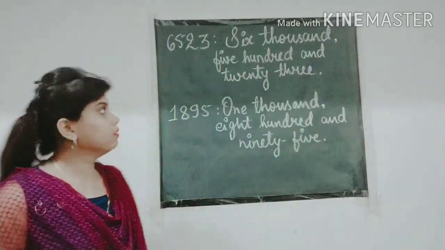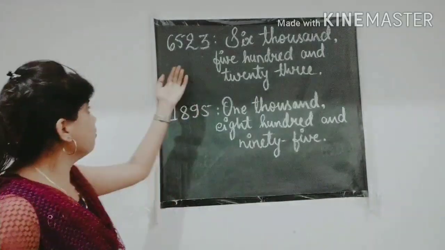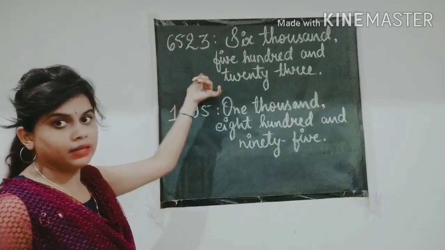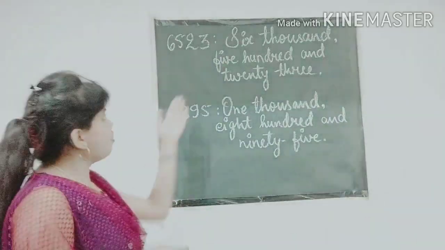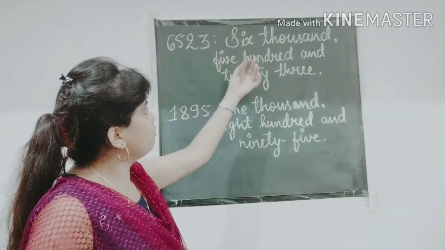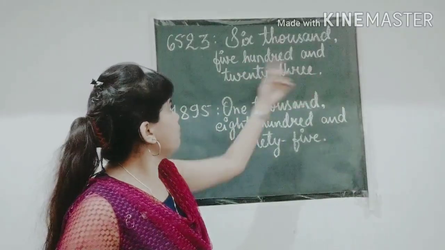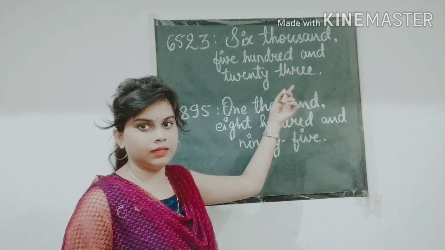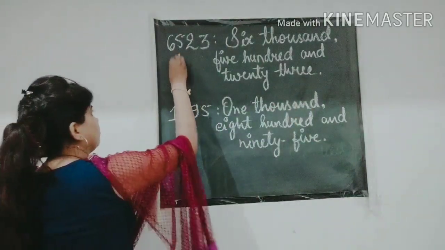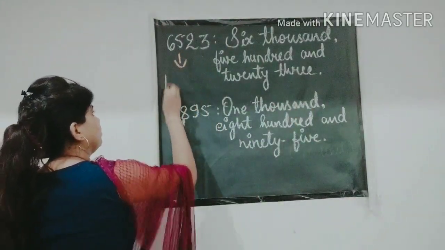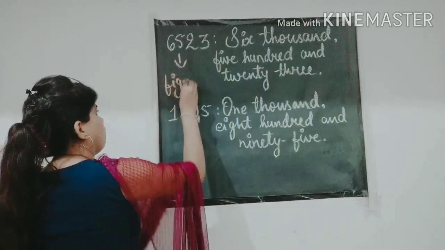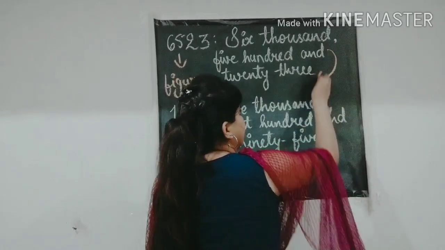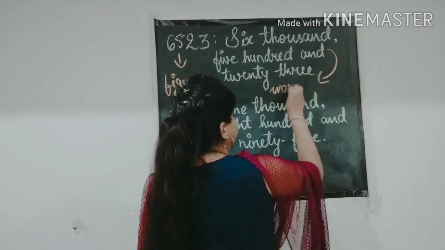Okay. So, for example, take the number 6,523. How do we write its number name? We write six thousand five hundred twenty-three. Right? This way you have to write numbers in figures, and this way you have to write them in words.